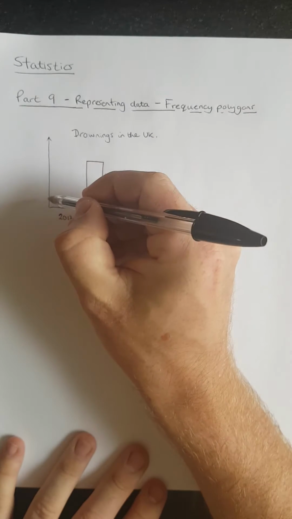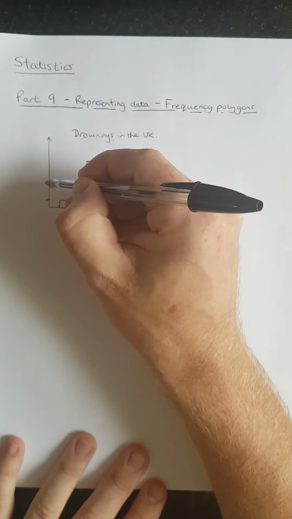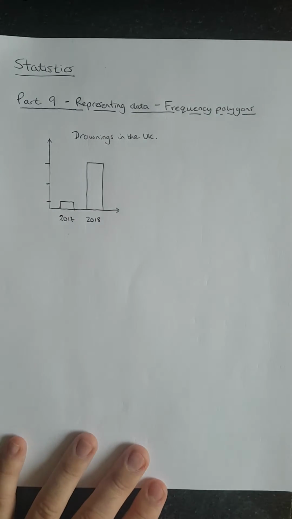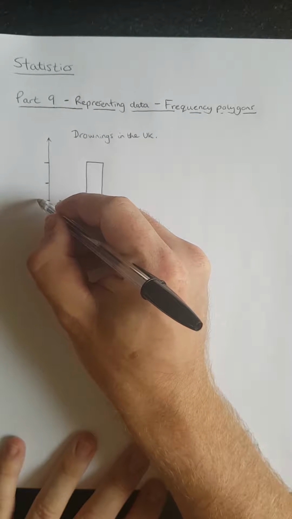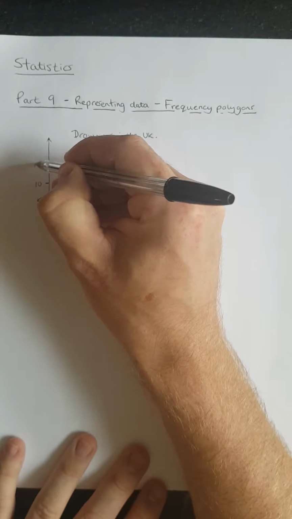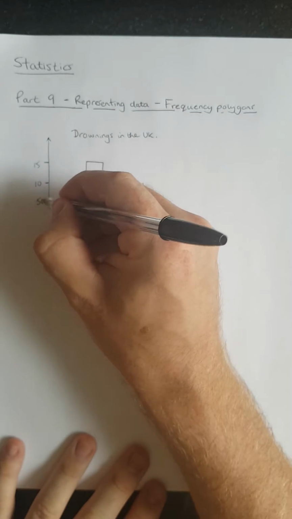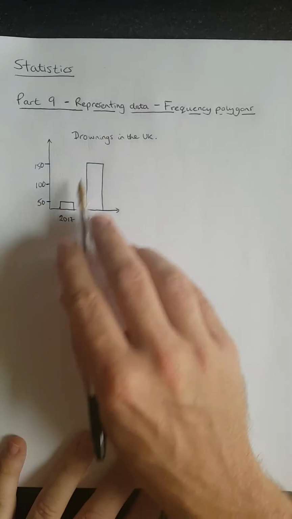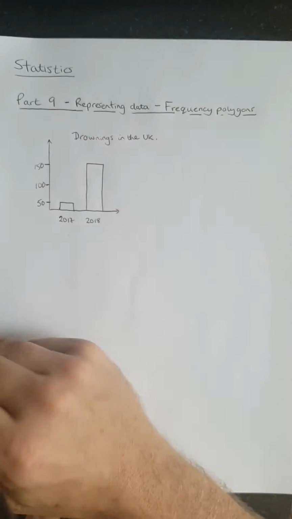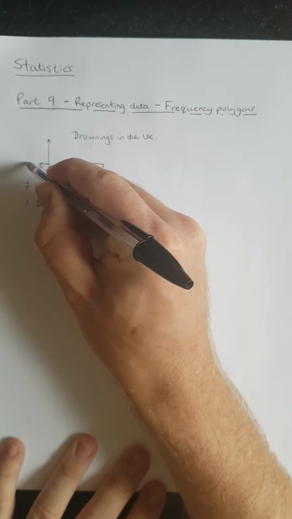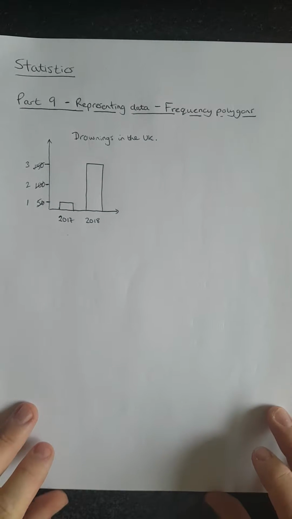Now, in reality, until I label the axes here, you've got no idea what the scale is. It could be, for example, 5, 10, 15. It could be 50, 100 and 150. So it could be an increase of 100. In reality, it could be something much, much smaller.